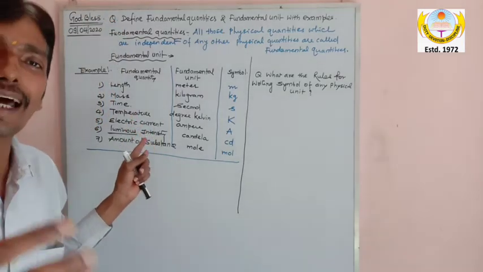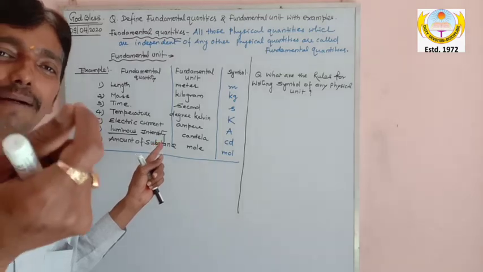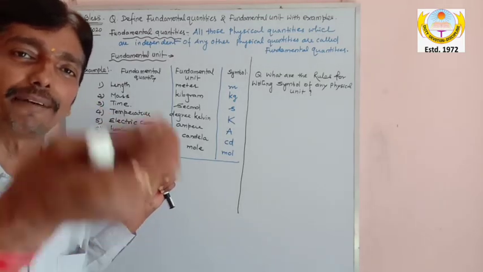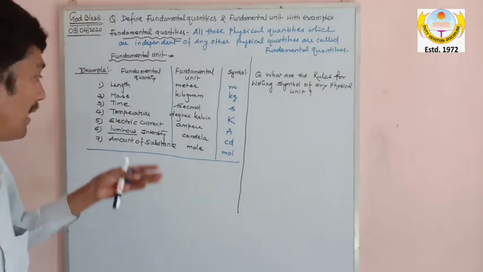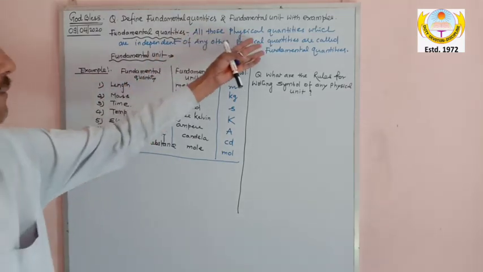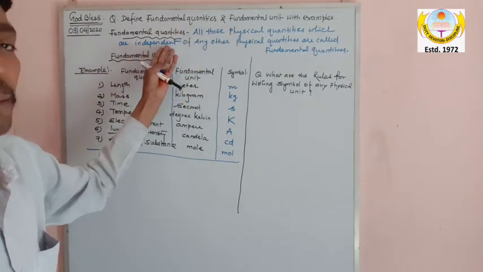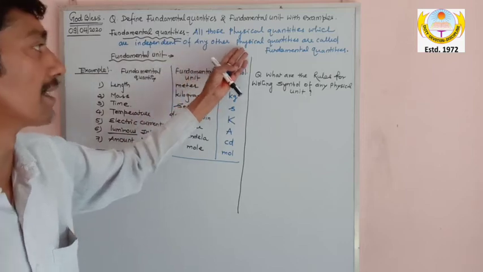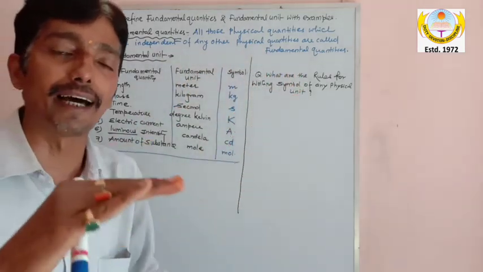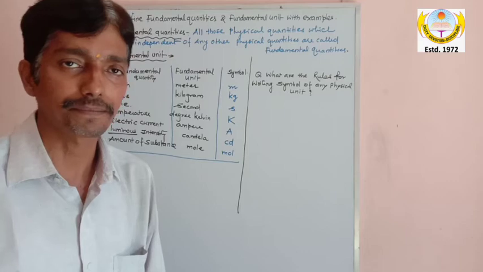Temperature doesn't depend upon any other thing. It only requires a device, a thermometer, to measure temperature. So, my dear, these 7 fundamental quantities never depend on any other physical quantity. They are independent, and hence they are called fundamental or base quantities.